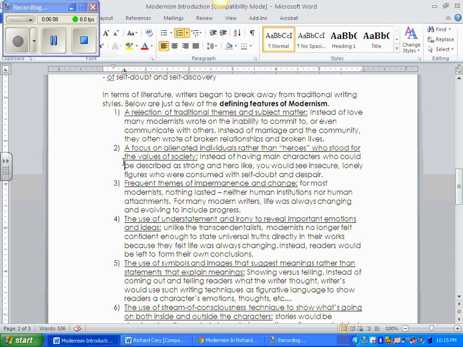Okay, so the basic definition that I was looking for you to find: unlike the transcendentalists, modernists no longer felt confident enough to state universal truths directly in their works because they felt life was always changing. So this idea that for the modernists, because things were always changing, they didn't come out with these important life lessons that the transcendentalists would always try to tell us. If you think back to our unit on the transcendentalists, they said things like carpe diem, seize the day. For the modernists, they weren't comfortable coming out with those huge proclamations. Instead, readers would be left to form their own conclusions.